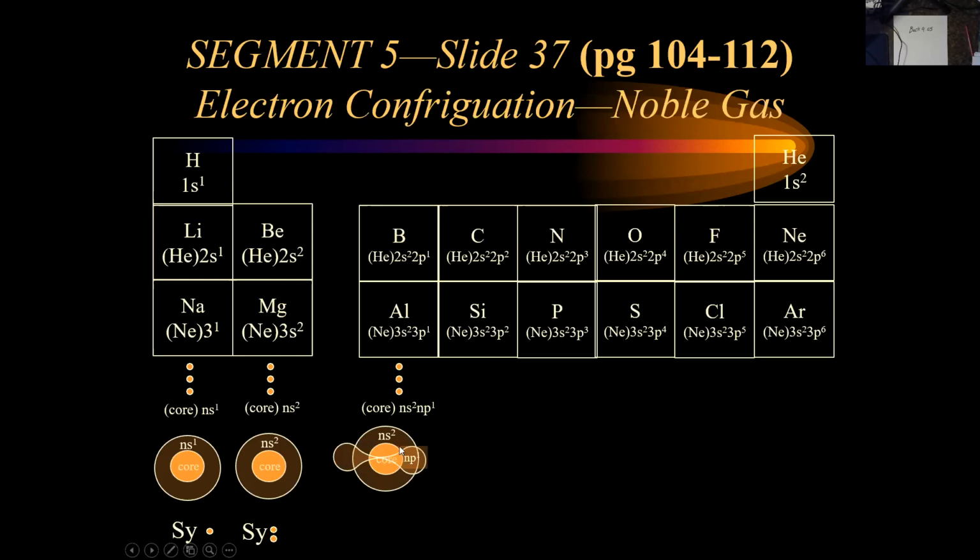You've got a core, you've got an s orbital with 2 electrons in it, and you've got a p orbital with 1 electron in it. And these two are paired up, but this one is not paired with that one. So you want to do the symbol like this.